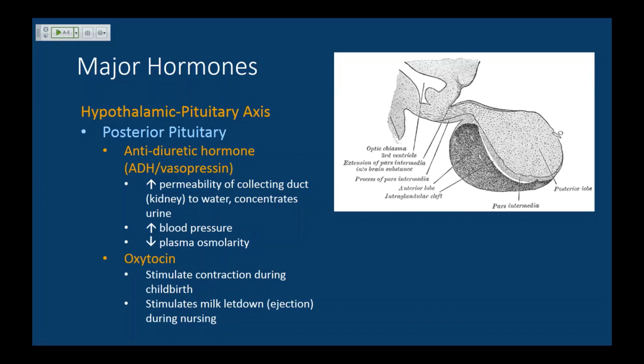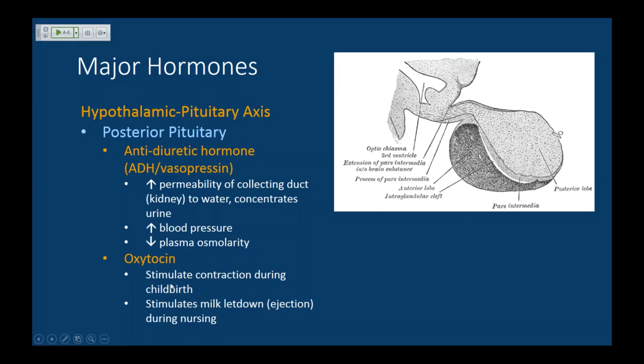And as you may be able to predict, just with negative feedback, the stimulus for the secretion of ADH is going to be a decrease in blood pressure. So ADH will then counteract that to increase blood pressure, or an increase in osmolarity, which then ADH can counteract and bring osmolarity back down.